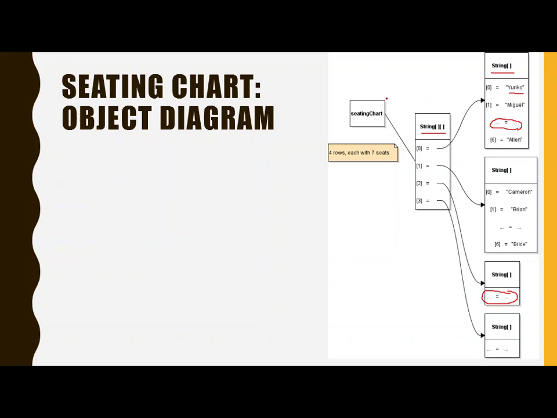Which thing each dimension means, and very clearly for us, this is the rows in the classroom, and this one's going to be the seats. And these are the individual seats within this particular row. So that's how we'd show them in an object diagram.